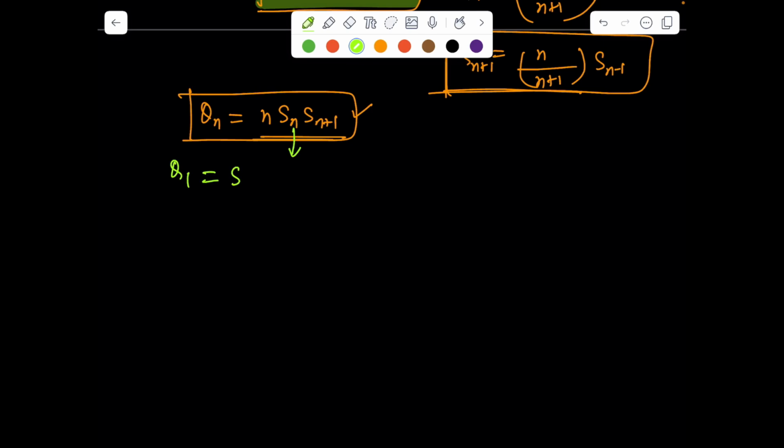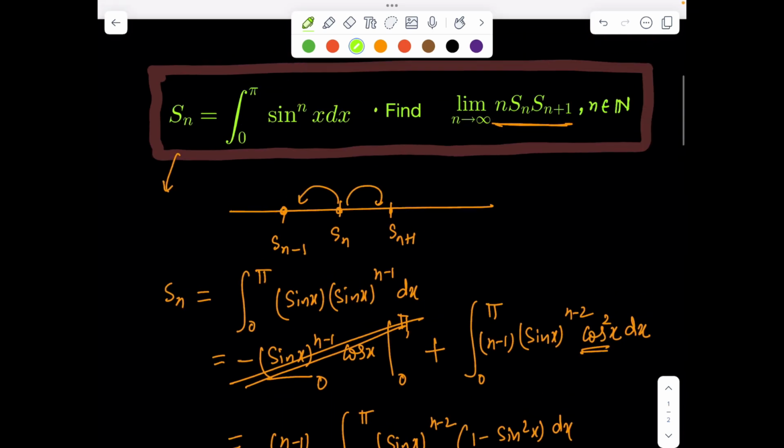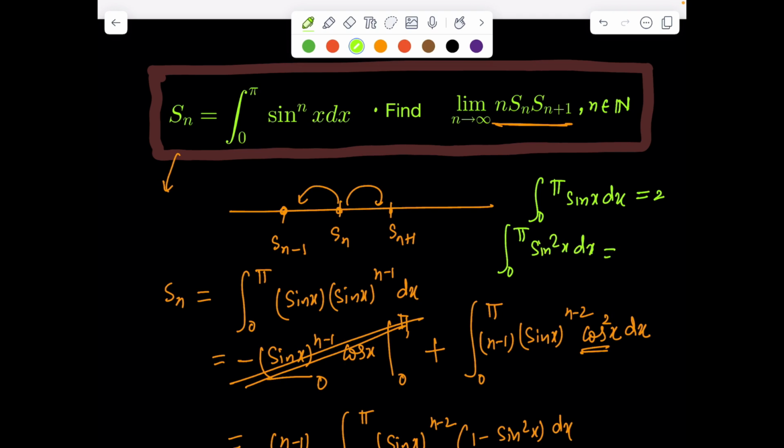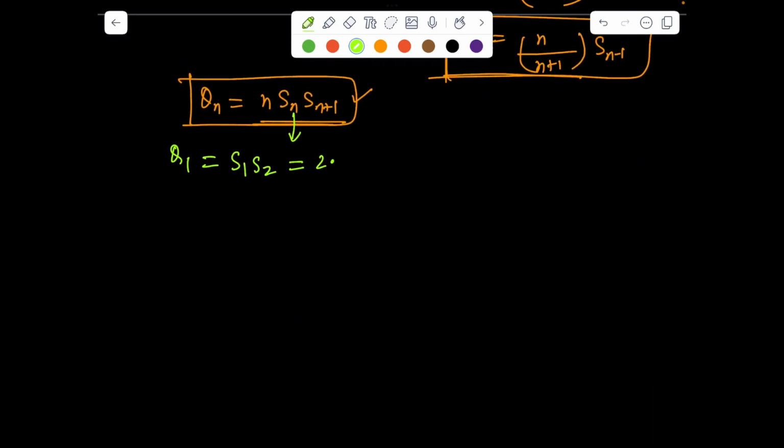So we can clearly see Q1 is going to be 1 times S1 and S2, and the S1 value is very simple, because it is the integral from 0 to pi of sin x dx, and that is going to give me 2. The S2 value is the integral from 0 to pi of sin^2 x dx, and that will give you pi/2. So it's quite easy to check. So the value that we are getting for Q1 is simply pi.